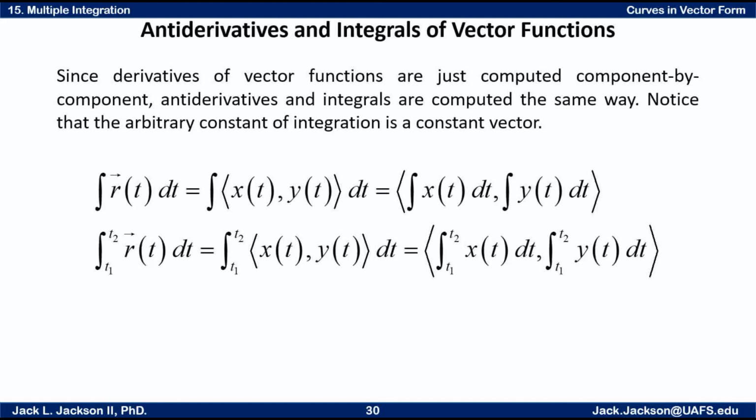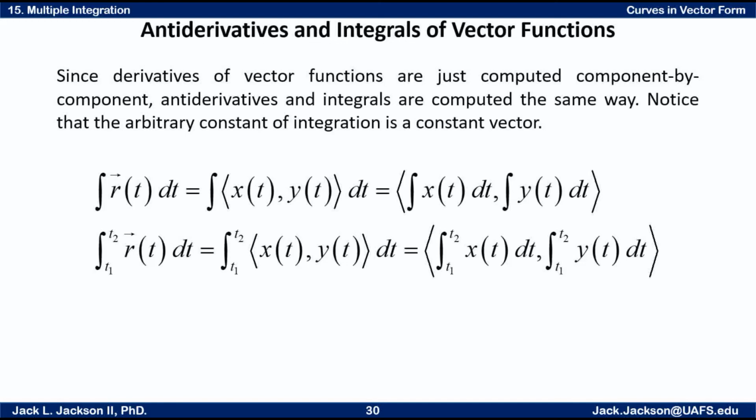So, for example, r of t is given by x of t comma y of t as that vector. Then the integral of r of t is just the integral or the antiderivative of x of t dt for the first component, and the antiderivative of y of t dt for the second component. Very straightforward way of setting it up, and of course that's going to lead to the same kind of thing for definite integrals, allowing us to use the fundamental theorem of calculus on each piece.